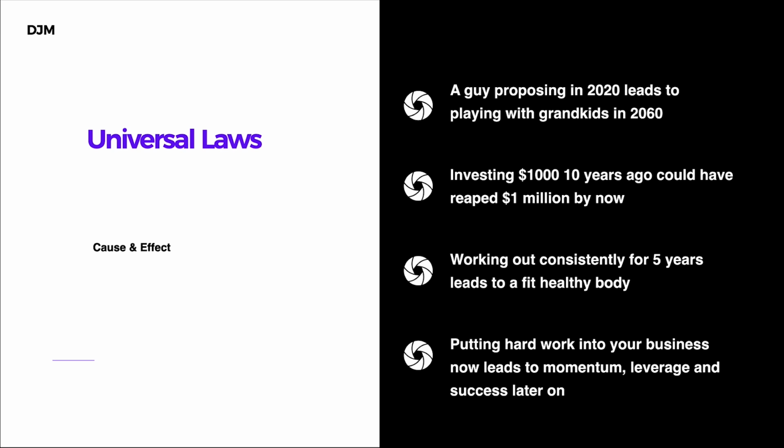Or investing $1,000 10 years ago could have reaped $1 million by now. And we all know this. We've all heard this. If you had invested $1,000 in the right avenue 10 years ago, you could easily have $1 million by now. And there are several ways that that could have happened. If you hit the right thing at the right time and you invest the right amount of money, you can very easily hit millions.